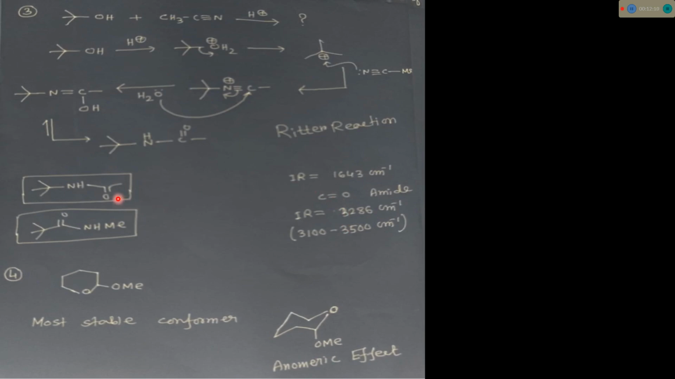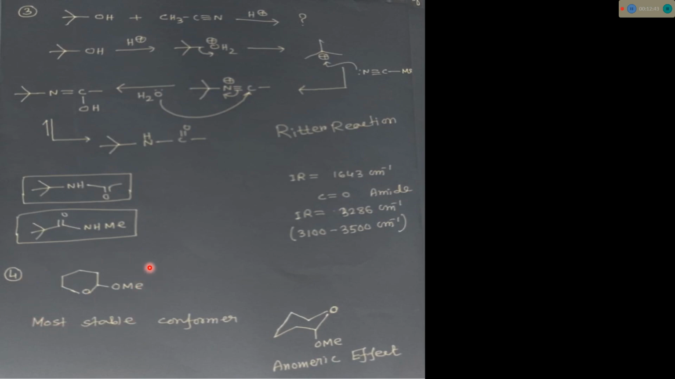I think four options of different structural amides were given. From those structures, the correct amide structure will be this one, where the tertiary alkyl group is attached to the nitrogen, not to the carbonyl group. This is the correct answer of this reaction, the Ritter reaction. So the next question was a simple question.